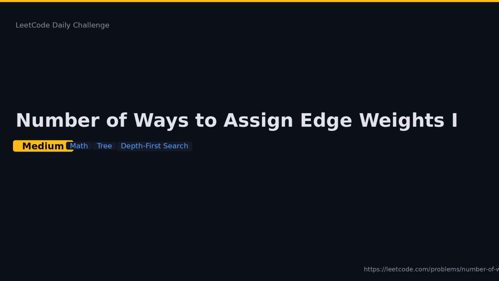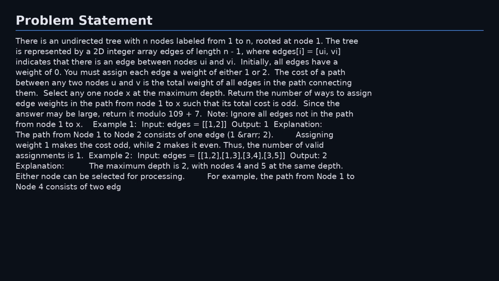Today we're going to tackle a medium-level problem on LeetCode. Number of ways to assign edge weights I. This problem requires us to find the number of ways to assign weights to the edges of a tree such that the total cost is odd. We'll break down the problem, discuss the intuition behind the solution, and walk through the code step by step.